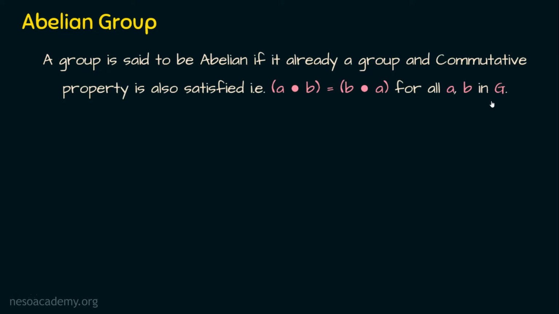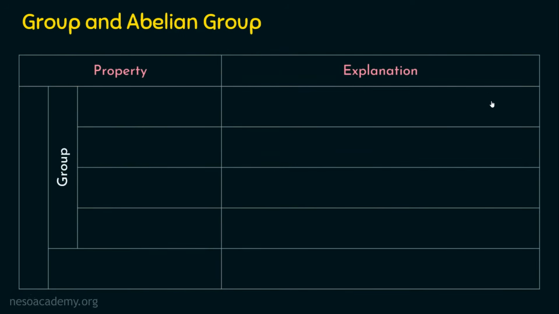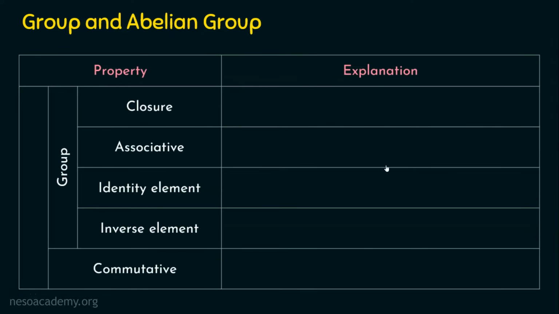So before stepping into the example, let's see the properties. If it is a group, then it should satisfy the closure property, associative property, the identity element should exist, and the inverse element should also exist in the group. In addition to these properties, if the additional property, that is the commutative property, is also satisfied, then it forms an abelian group. Now let's see the explanation of each property.